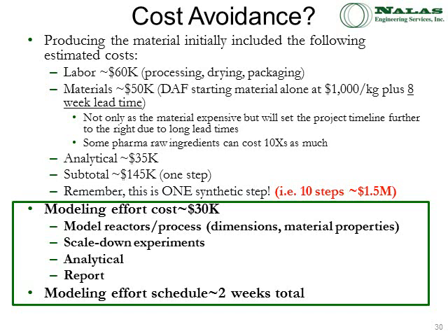Now that's one step. Typically, in pharma, you usually have 5, 6, 10 steps. So you could be looking at as much as about $1.5 million going into it. Well, this modeling effort, this particular one, cost about $30,000. So we were able to model the reactors, the process, do the scale down experiments, do the analytical, provide the customer a report, and it took a total of about 2 weeks. So $30,000 versus $1.5 million, I think the answer is pretty clear, the modeling effort definitely pays for itself.